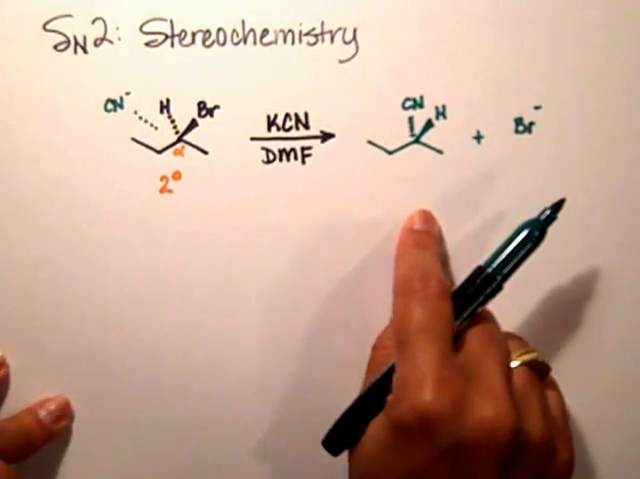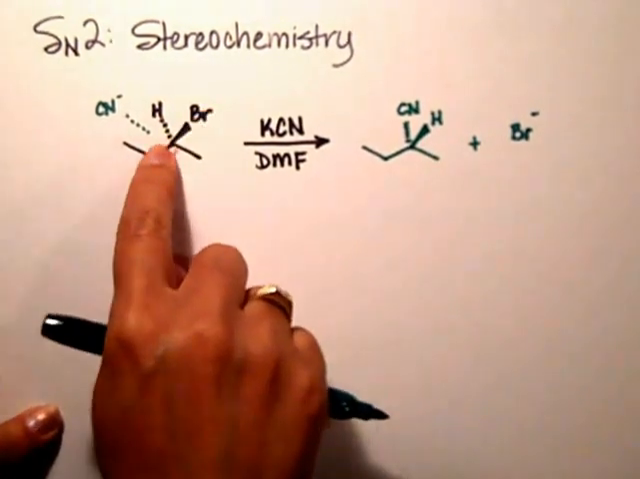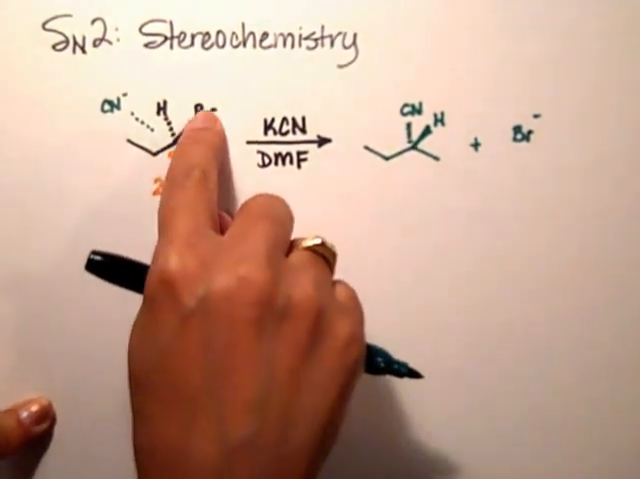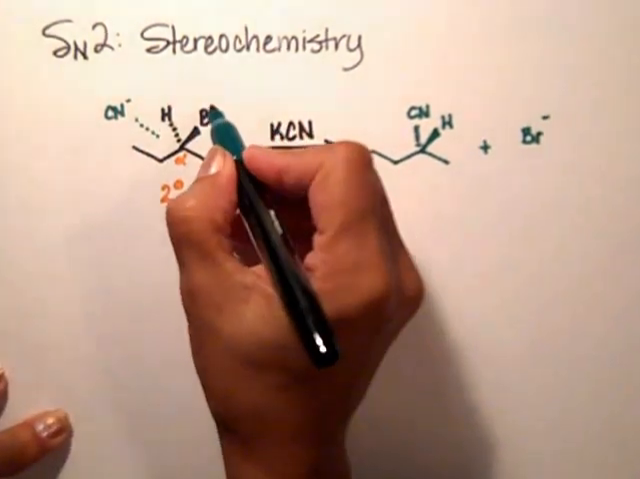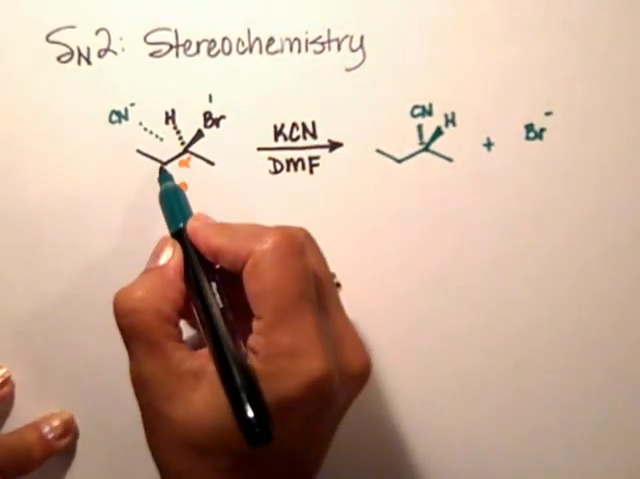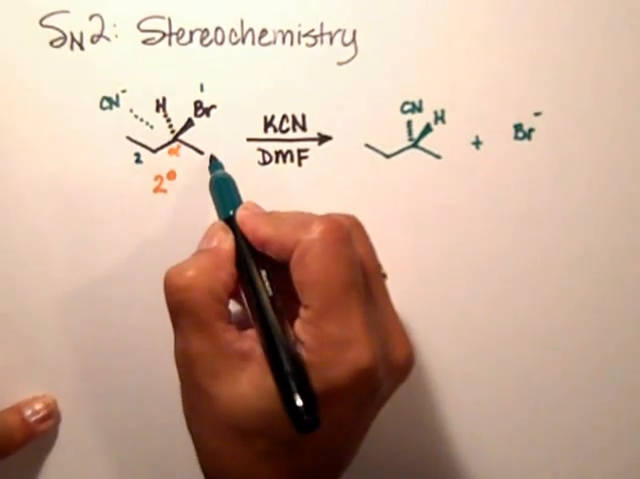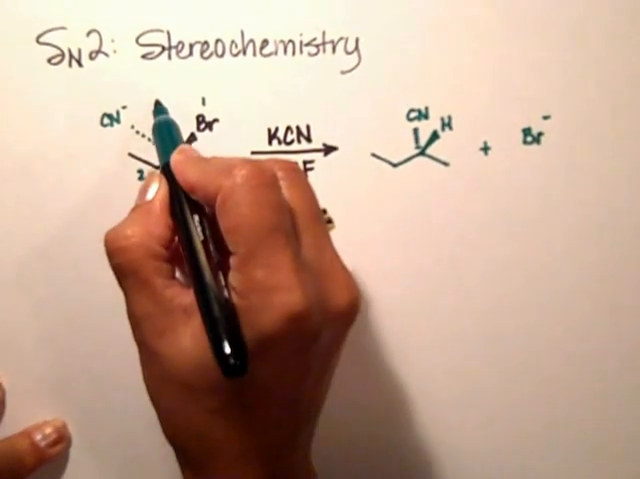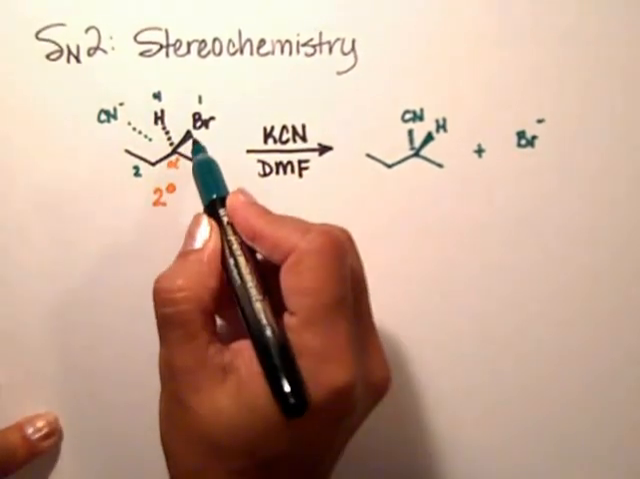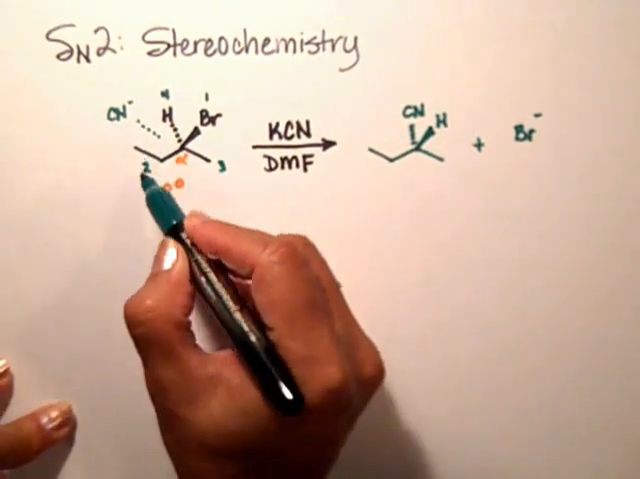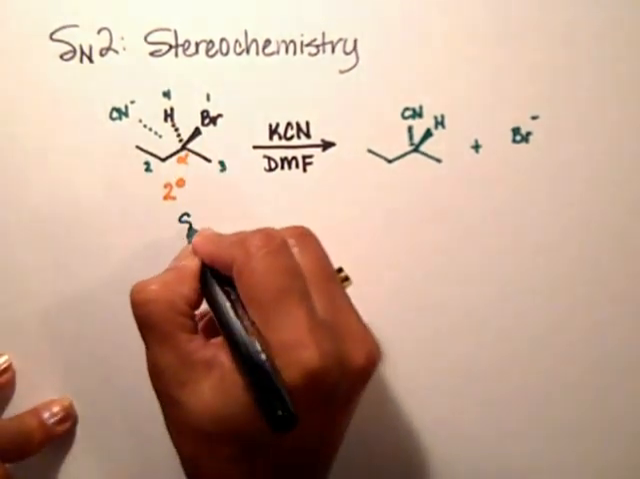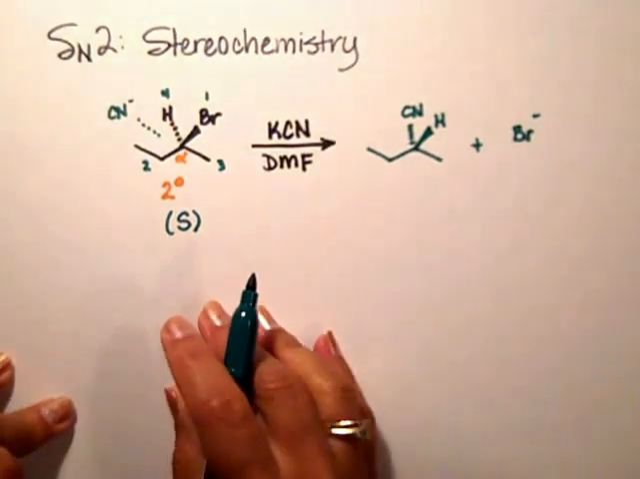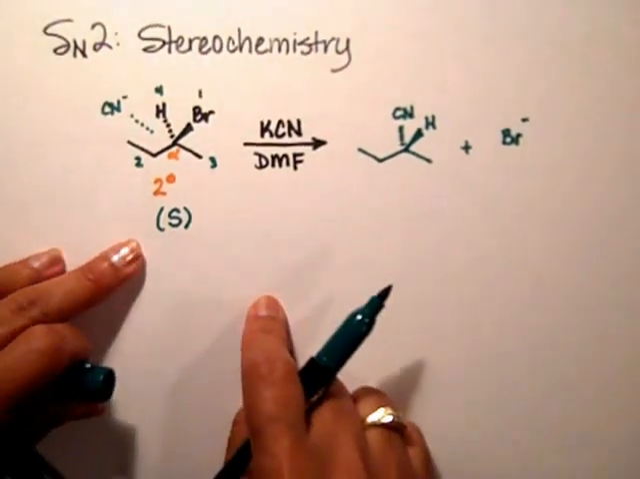In terms of the stereochemistry, if we were to assign the R and the S to the molecule that we have on the left, bromide is 1, ethyl is 2, the methyl is 3, and the hydrogen, which is number 4, is in the back. So this alpha carbon right here is the S enantiomer of the 2-bromobutane.